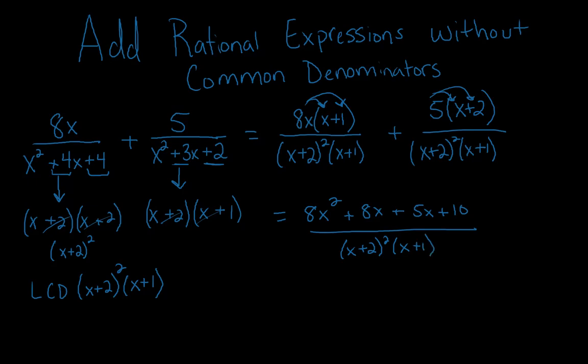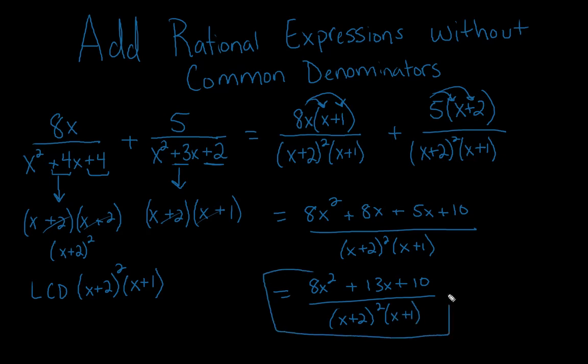From here, we're going to go ahead and simplify our like terms. There are no x squared terms to combine, so we will leave it as 8x squared. 8x and 5x gives us 13x, and then we have positive 10. And that is over our common denominator of x plus 2 squared times x plus 1. And that is our final answer after we add these rational expressions without common denominators.